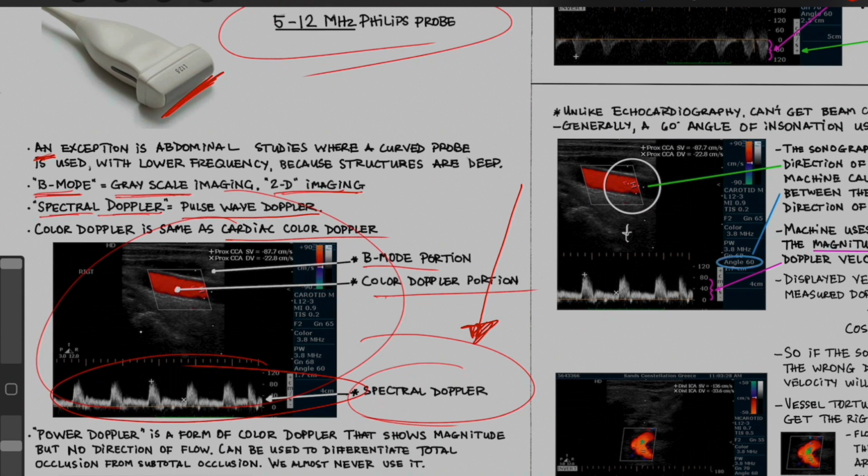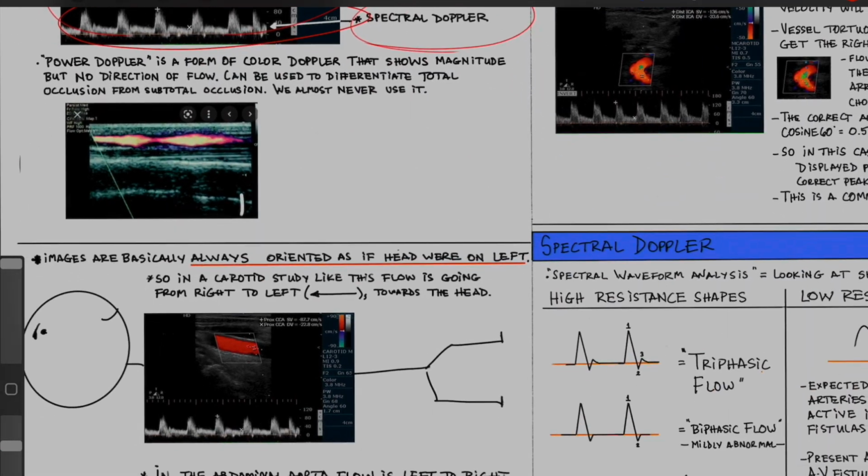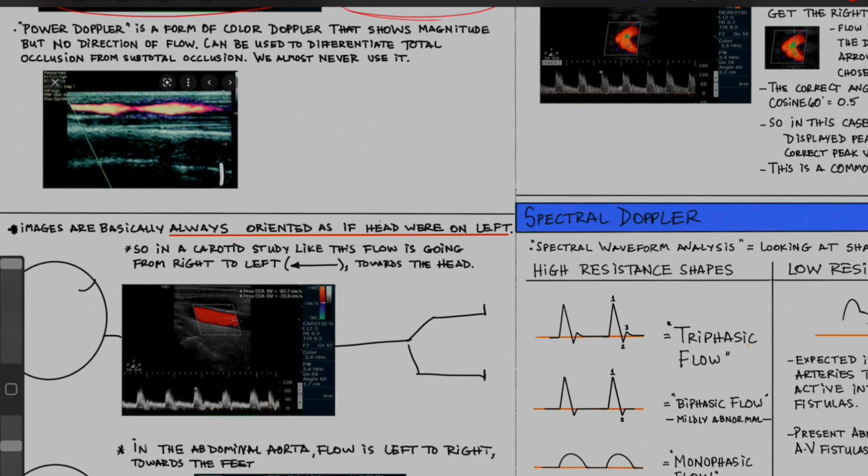So power Doppler here is a form of color Doppler that shows magnitude but no direction of flow, and this can be used to differentiate total occlusion in a vessel from subtotal occlusion. We in our lab almost never use it, but if it's an almost totally occluded internal carotid, the tech will use the power Doppler to try to show some trickle flow.